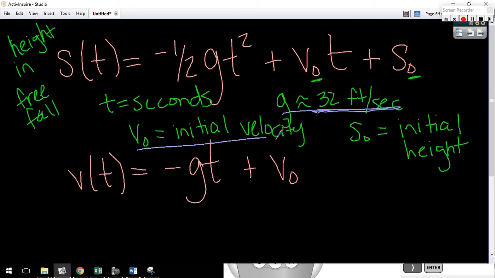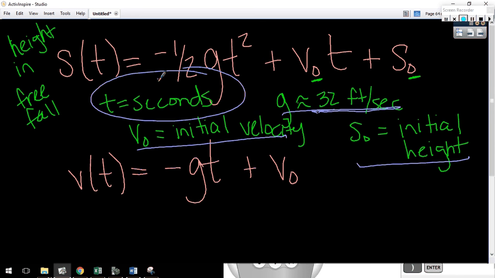This will be given to you. It will say it starts with a velocity of whatever. It started at a height of whatever. That's what goes in for those two values. T is your seconds. That's going to be your variable that's really changing. What is the height after dropping for 10 seconds? Then you would just plug in 10 for T.